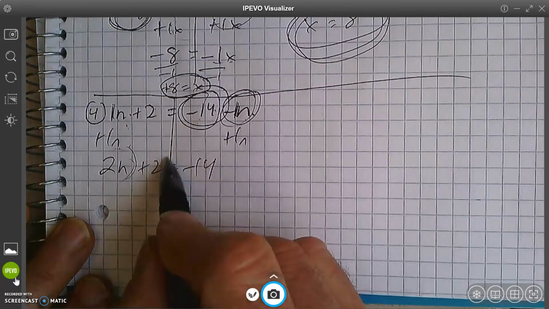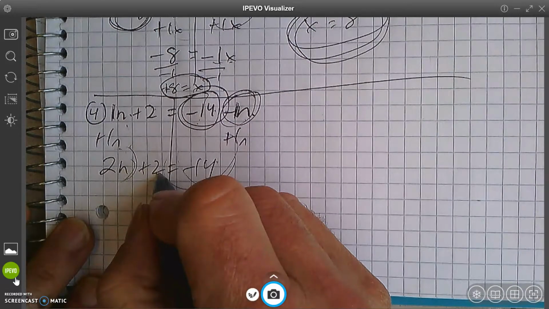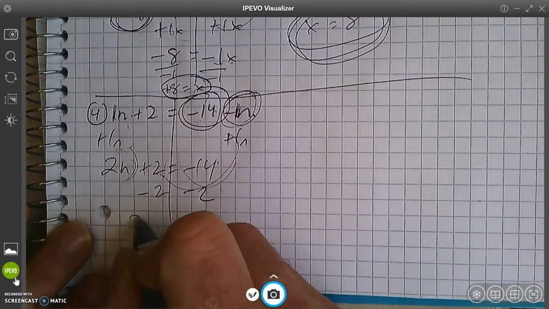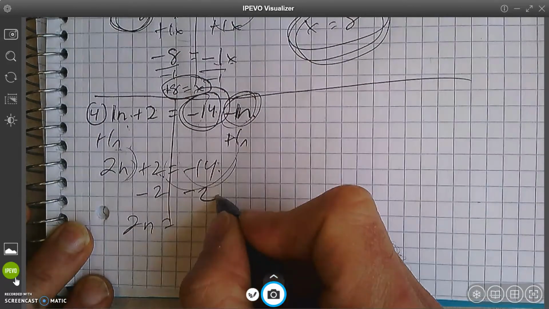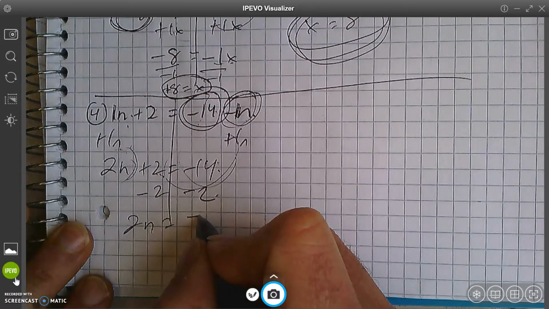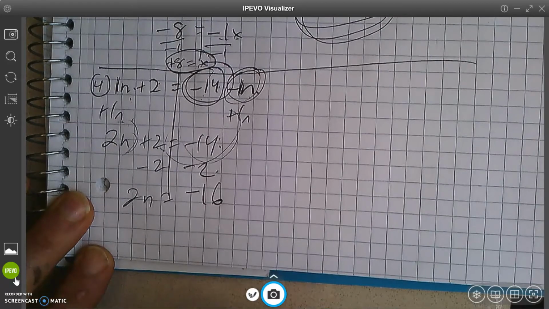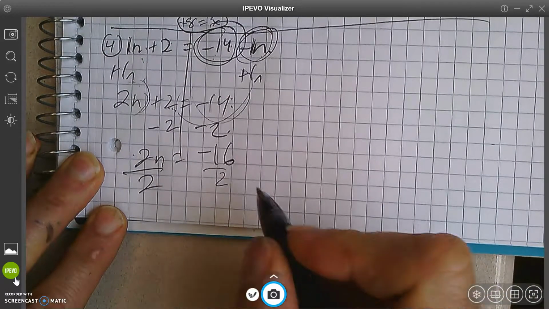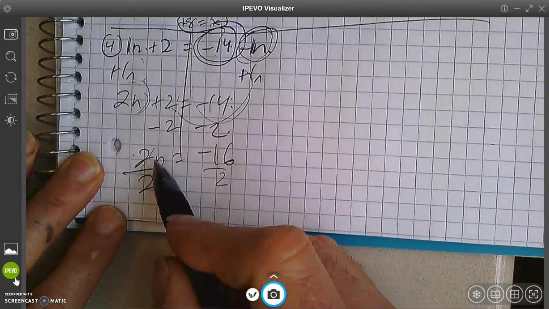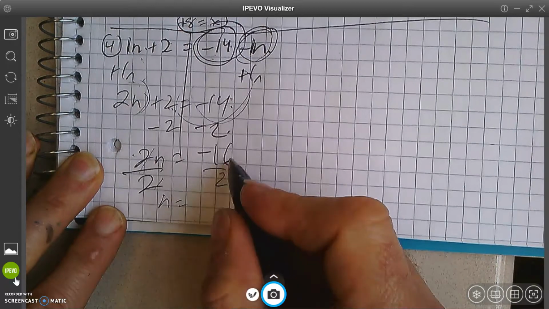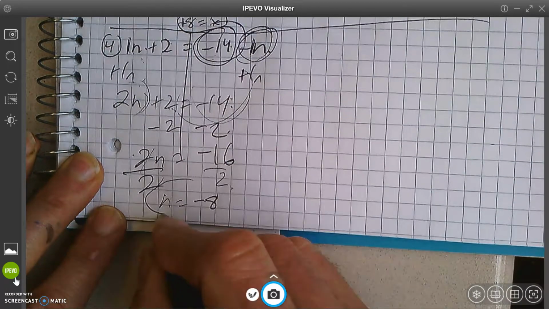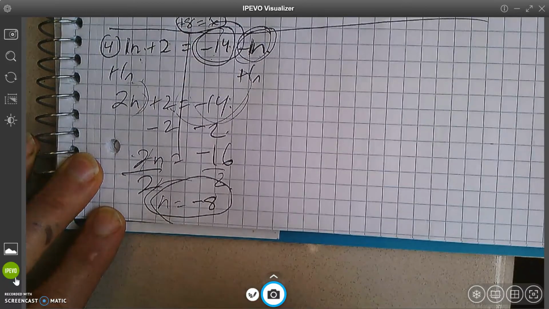I got the variables here. Numbers go on the other side, so this has got to go. The opposite of positive 2 is negative 2. 2n equals negative 14 minus 2, negative 16. The opposite of multiplication is division. 1 times n is just n. A negative divided by a positive is a negative. There we go. Nice job, everybody.